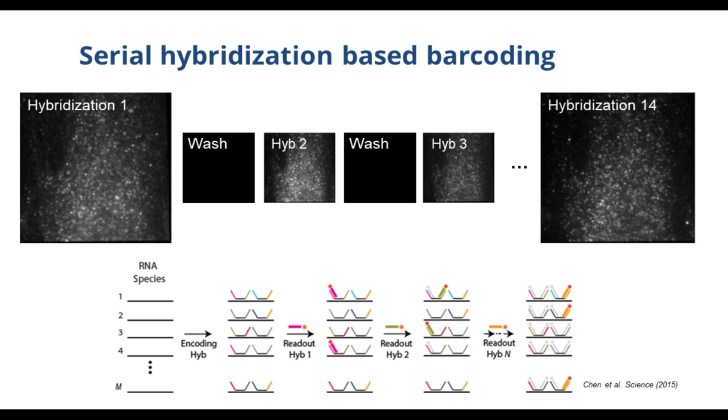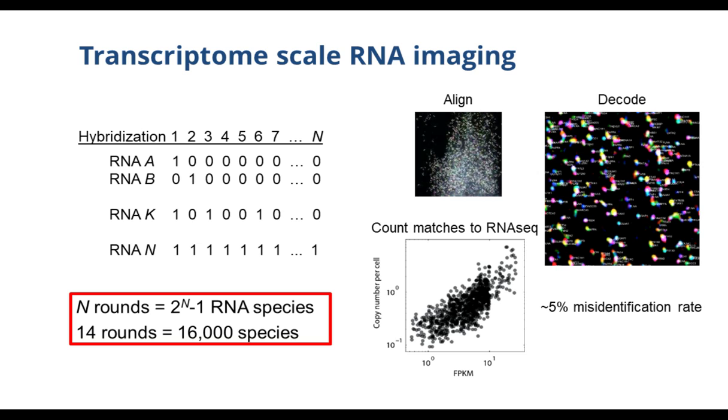The way we do this is by using a probe that has two ends to it, which we call an encoding probe. We label the target RNA species, and then with two ends that are available for subsequent hybridization, we can read out different groups of RNA.